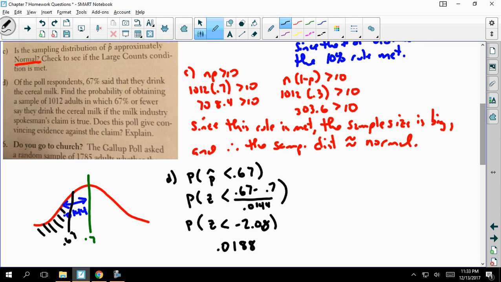Now that means it's not very likely that I would get a sample this small. There's only a 2% chance, less than a 2% chance really, that I would get a sample of 1,012 people where 67% or fewer drink their milk. So either I got really lucky to get a sample like that, since it only happens less than 2% of the time, or the original claim of the milk industry is not accurate. It's overstating the truth.